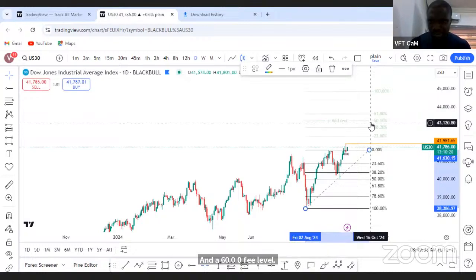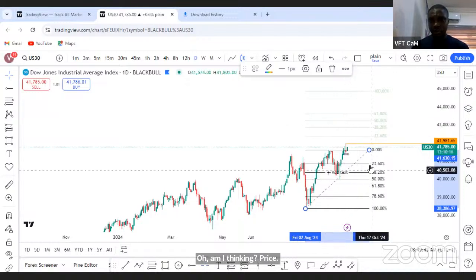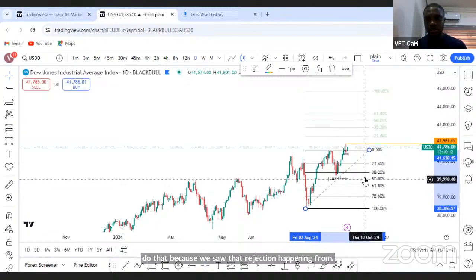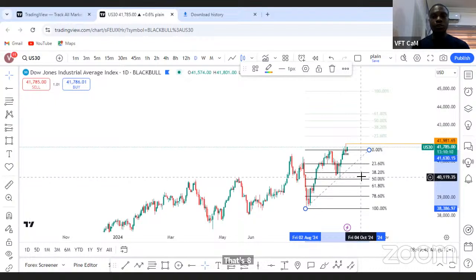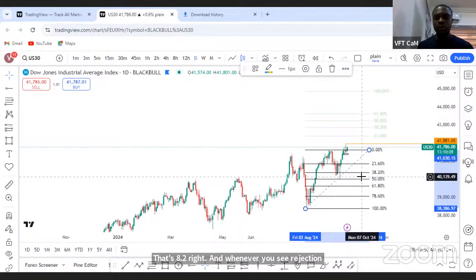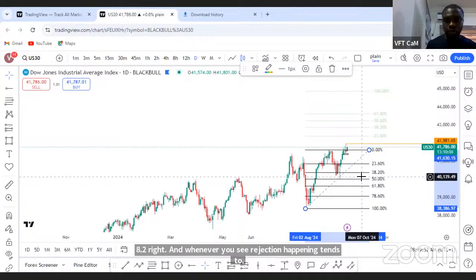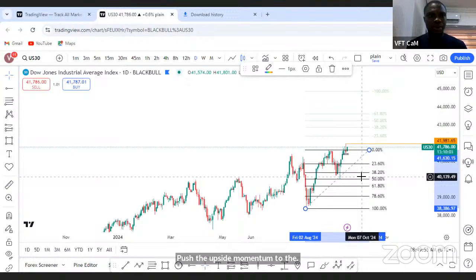So why am I thinking price would do that? Because we saw that rejection happening from 38.2, right? And whenever we see rejection happening from this Fibonacci level, it tends to push to the upside. The momentum to the upside tends to be very, very strong. So that's why I'm anticipating this price movement, right? So that's all on US 30.